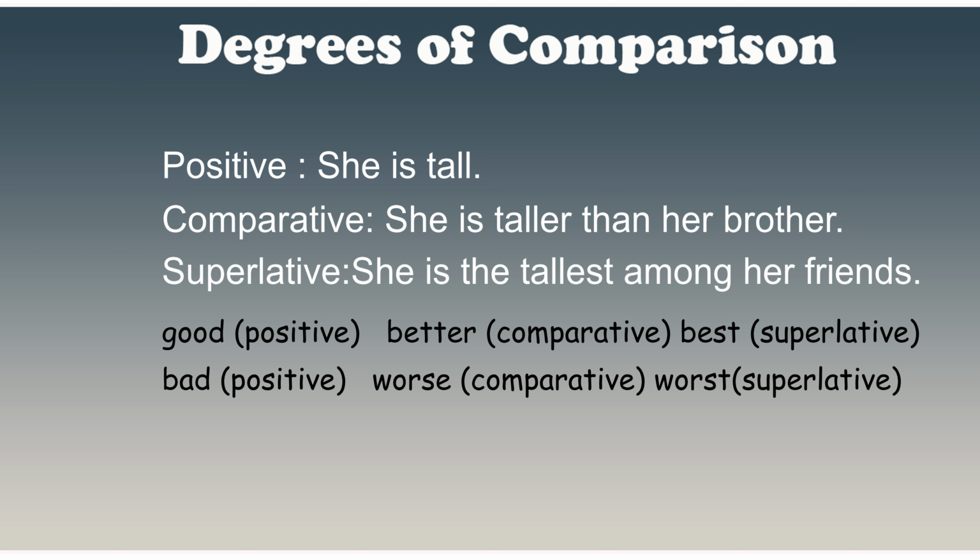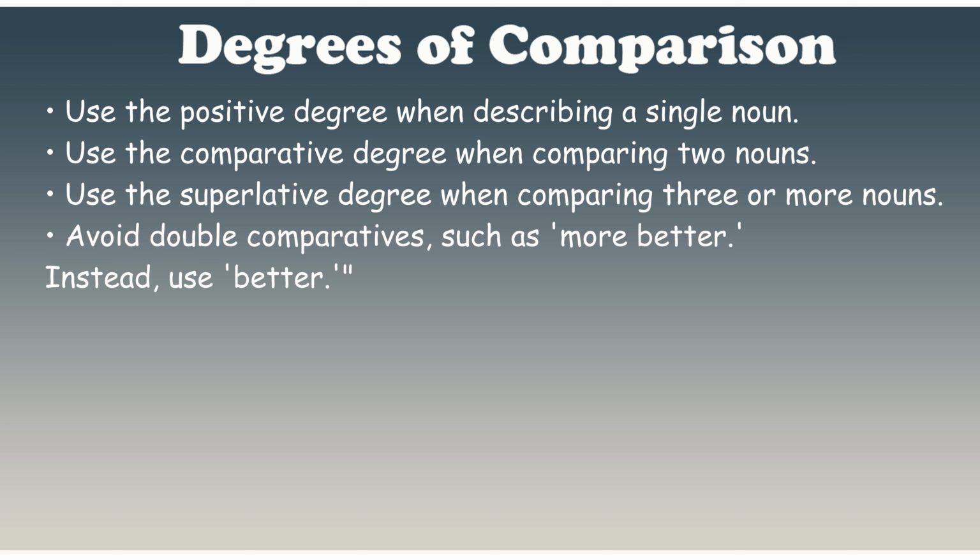Here are some important tips to remember. Use the positive degree when describing a single noun. Use the comparative degree when comparing two nouns. Use the superlative degree when comparing three or more nouns. Avoid double comparatives such as "more better". Instead, use "better".